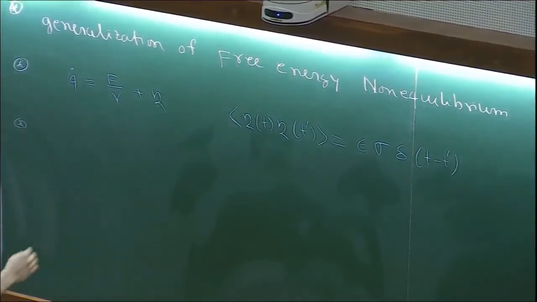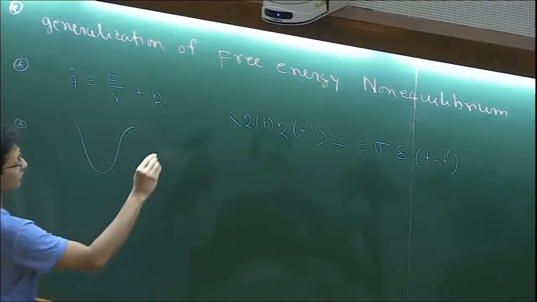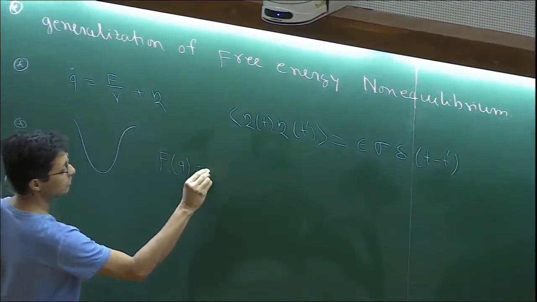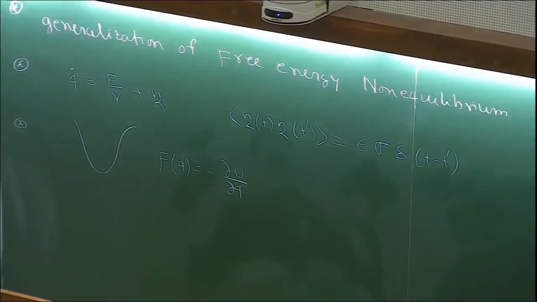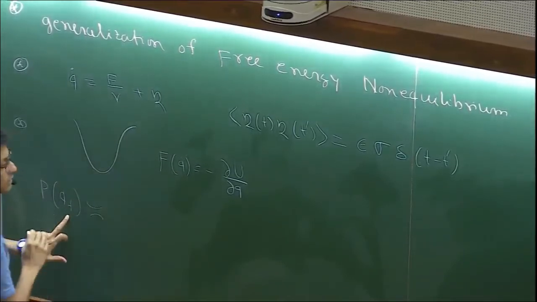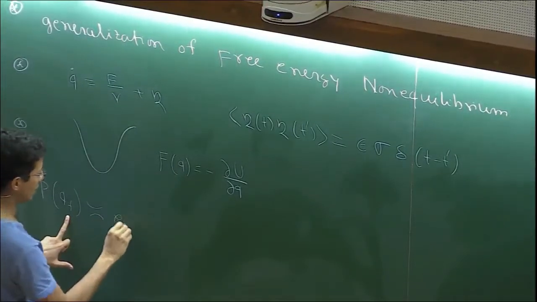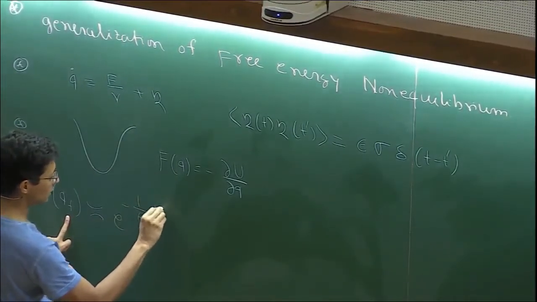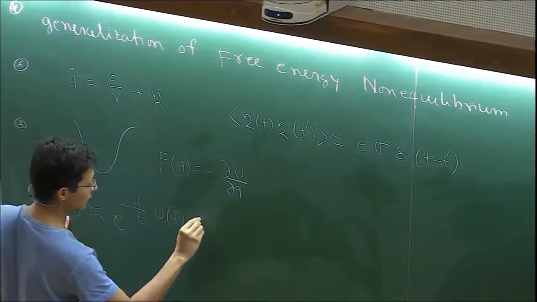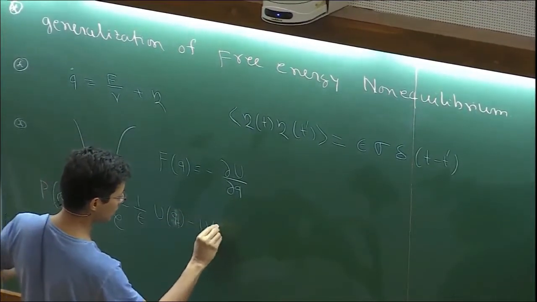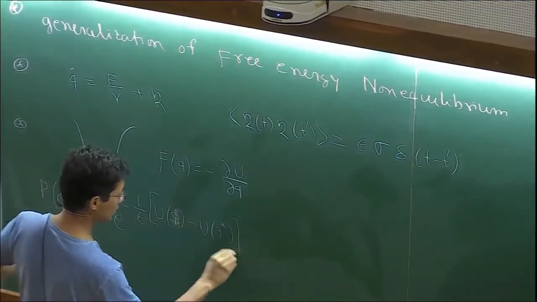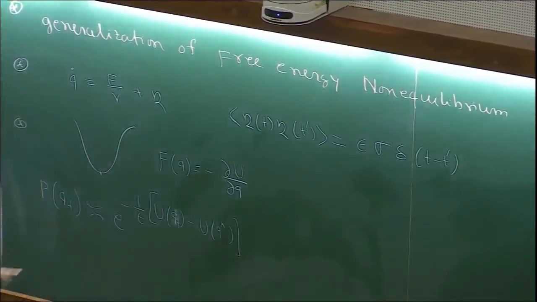Then I derived two results of the large deviation. One was that if I'm in a potential, so that f of q equals minus del U del q, then I showed you that in the stationary state, the probability distribution of the position qf has a large deviation form in the epsilon small limit, and this goes as exp of minus 1 over epsilon times U of qf minus U of q star, where q star was the position of the minima of this potential.